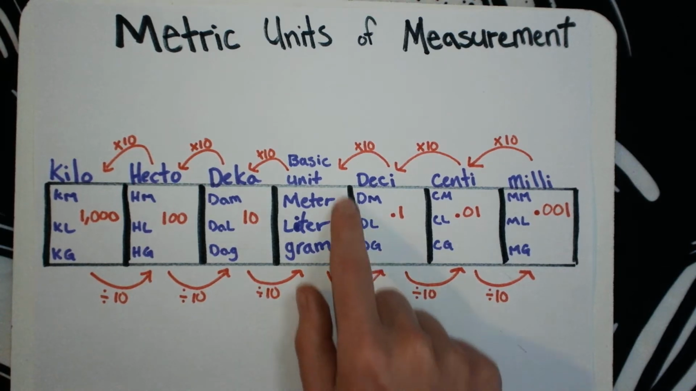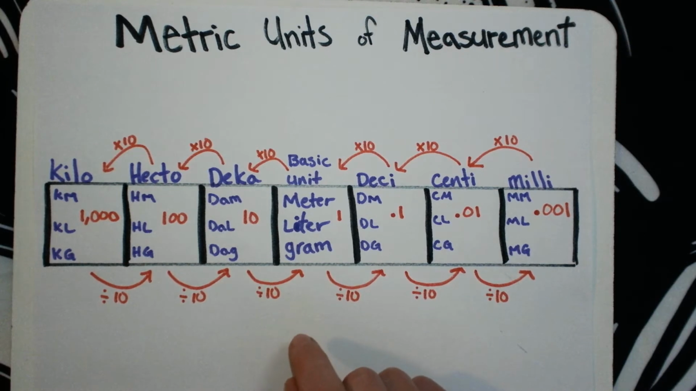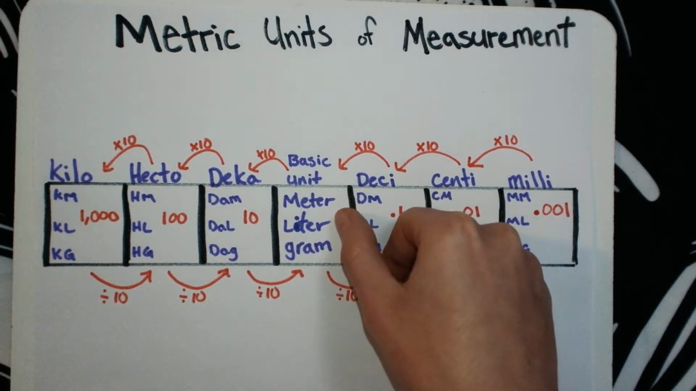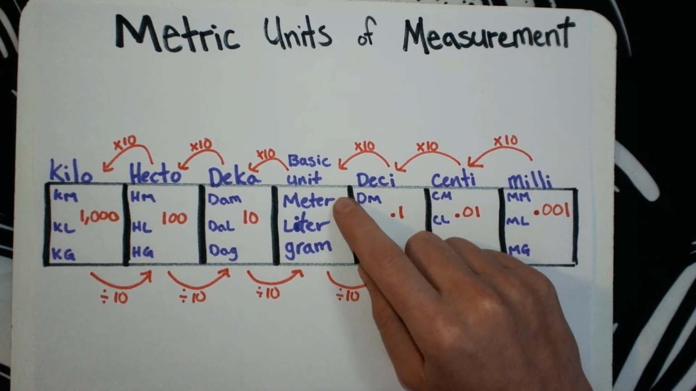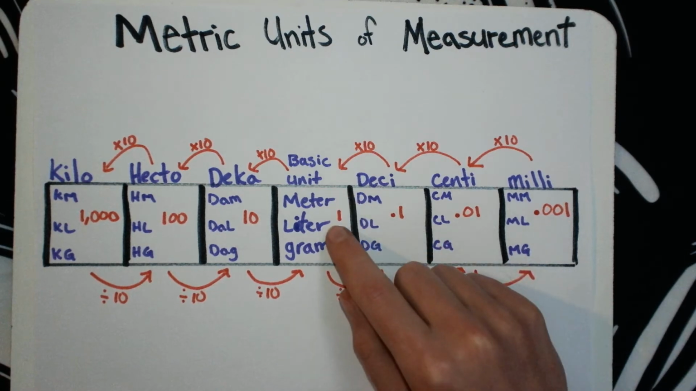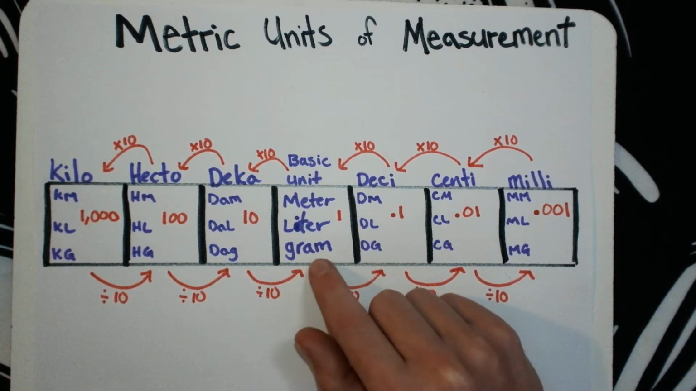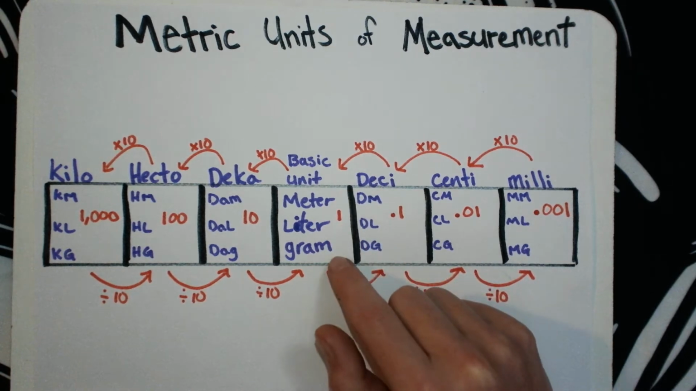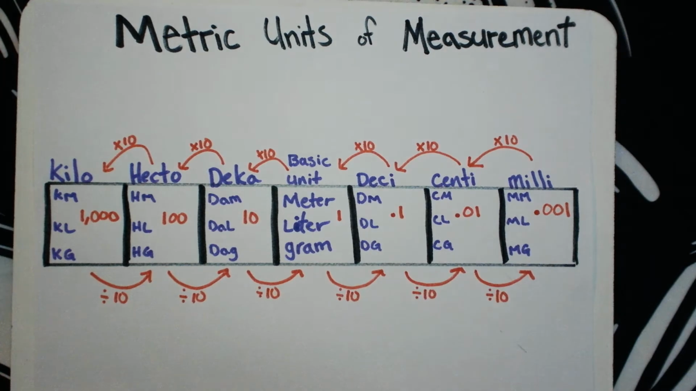So let's take a look first at the basic unit of measurement in the metric system. There are three of them. The basic units are our meters, liters, and grams. Our meters, that would be how we measured distance or length. Our liters, that's how we would measure volume or capacity. And then our grams is how you would measure weight. And so we can measure distance, capacity, and weight all with this metric system of measurement.